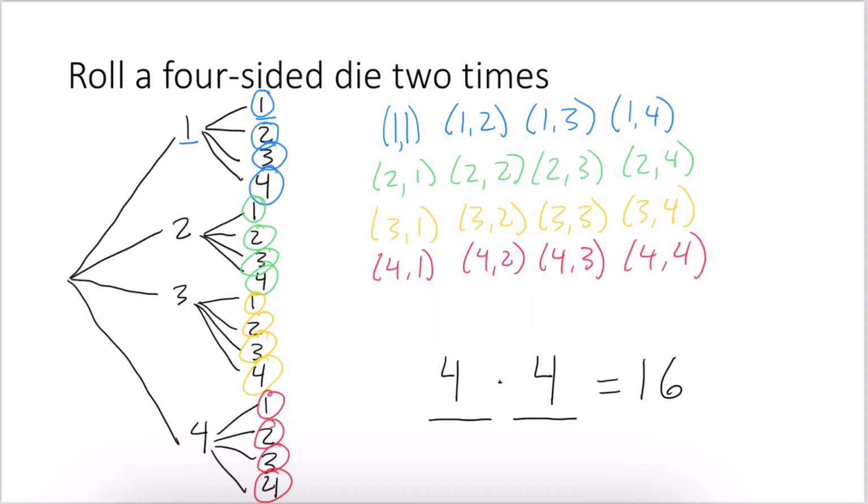Okay, so here's the correct answer for all of these 3 questions. This choice tree that I've shown here on the left would be the choice tree that represents rolling a 4-sided die 2 times. And the list that I've shown in these rainbow colors is the sample space. And then the mathematical calculation for figuring out the number of outcomes in the sample space is 4 times 4, which gives you a total of 16 possible outcomes.